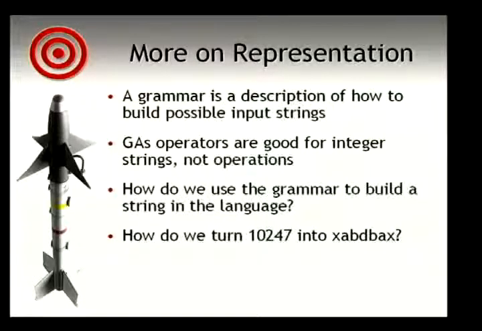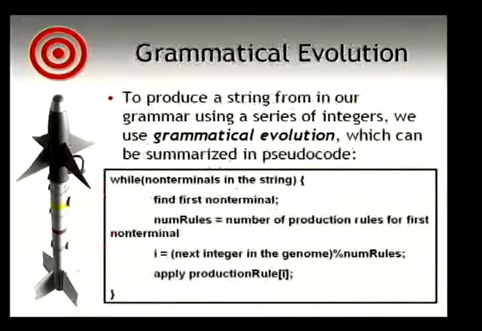GA operators are good for integer strings, but not rule sets. I described to you that we're dealing with binary strings or integer strings, in that example that I used, the binary strings. How would you do that on a rule set? That doesn't even make sense, really, does it? So how do we use a grammar to build a string that's actually in this language specified by this grammar? Or for a very specific example, how do we turn the integer string 10247 into that specific set of all terminals? And we're guaranteed that it is actually in this language described by the grammar.